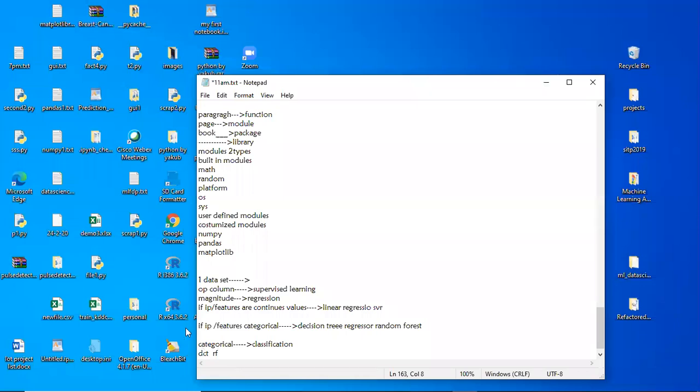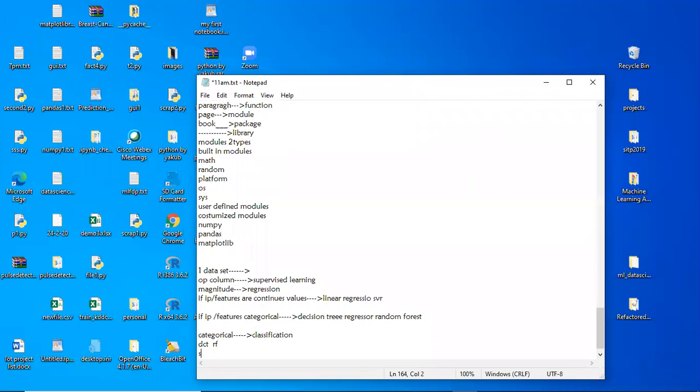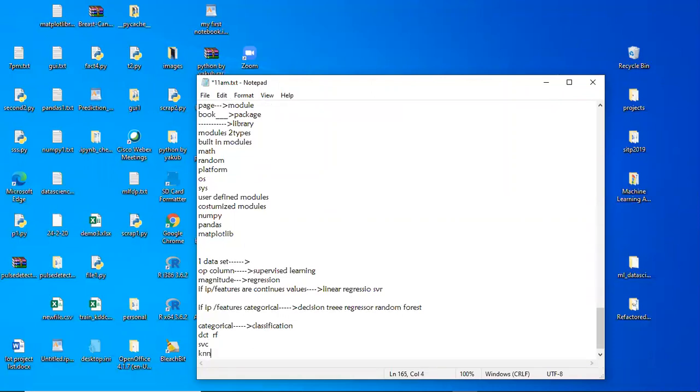After observing the input data, if it is not in a linearly separable form, then it is better to go with the support vector classifier. And next, if it is a binary classification problem and your training data is very small, then it is better to go with the k nearest neighbor classifier.